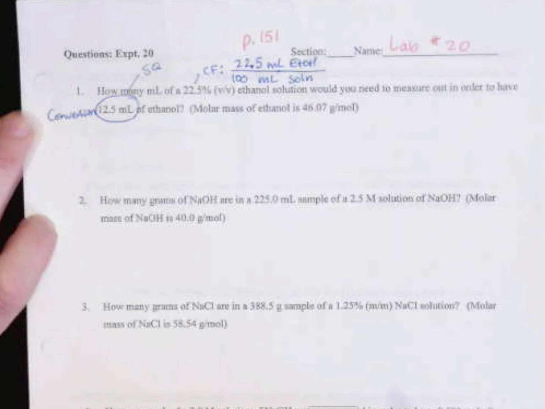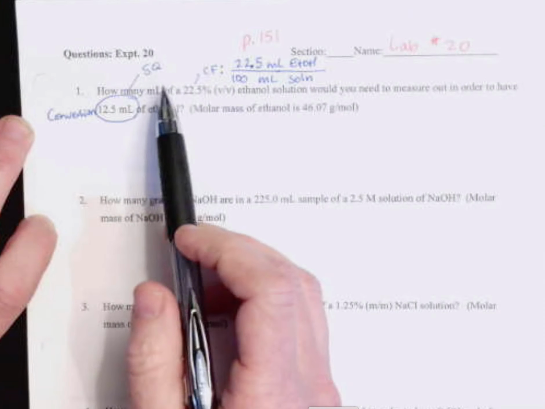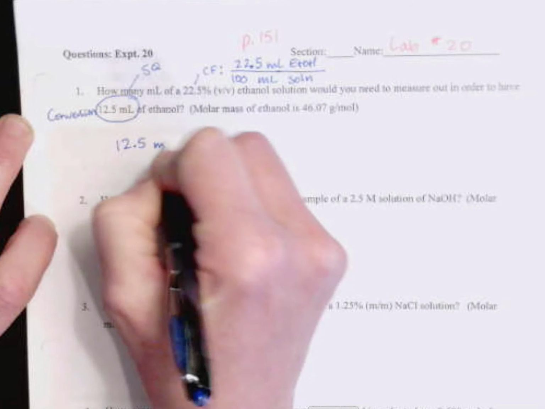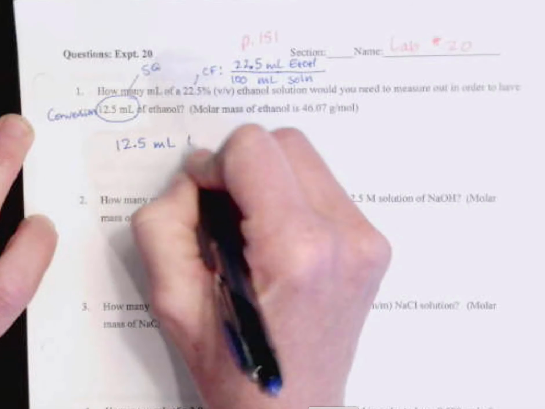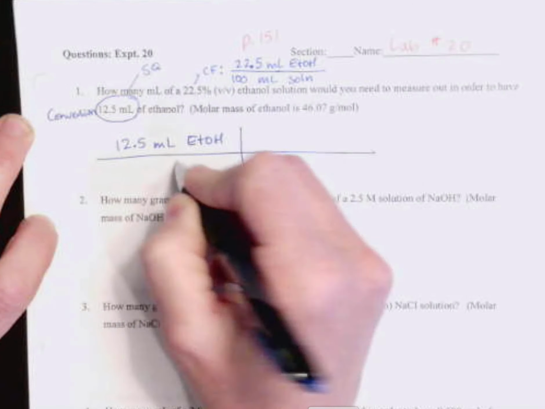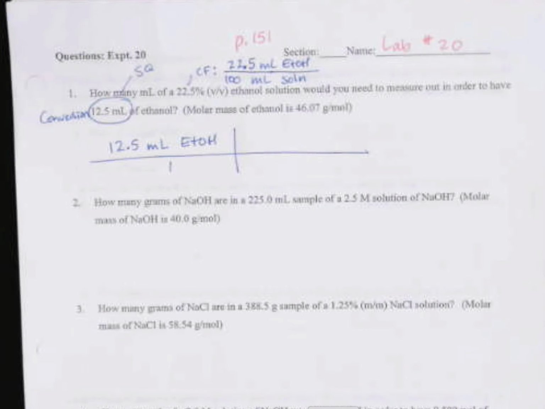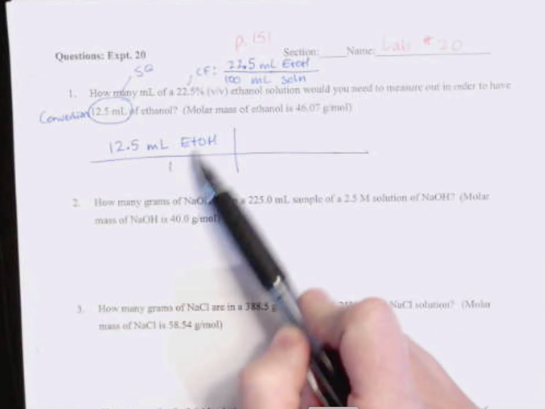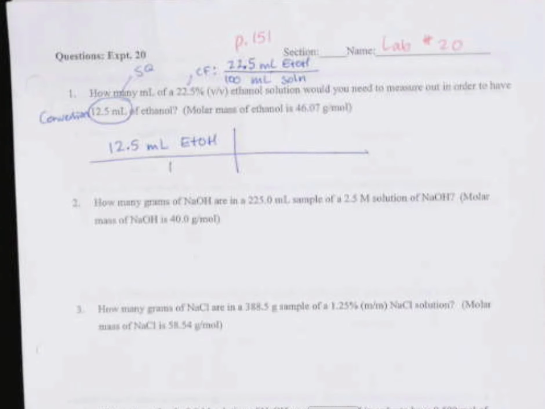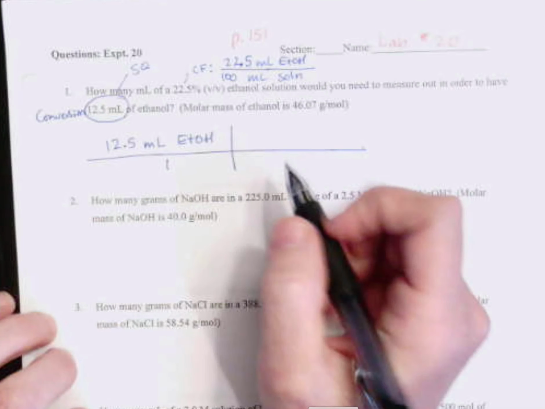Okay, so now what we're going to do is carry out this conversion. So we're going to put 12.5 milliliters, and they're asking for ethanol, over 1. So one of the biggest challenges students face is instead of putting the starting quantity over 1, they will start with their conversion factor. And that is going to lead to a lot of craziness with units. So just be on the lookout for this.